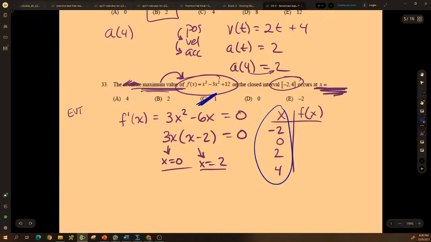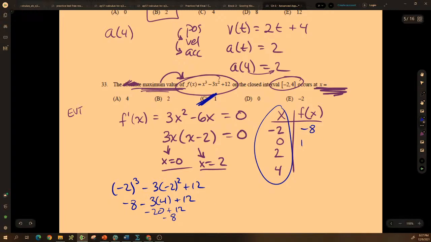So even if I somehow mess up somewhere, I know the answer is not C. So I'm going to just start plugging everything in. Negative 2 cubed minus 3 times negative 2 squared plus 12. That's negative 8 minus 3 times 4 plus 12. That's negative 8 and negative 12. Make negative 20 plus 12, which is negative 8. So it goes at negative 8.